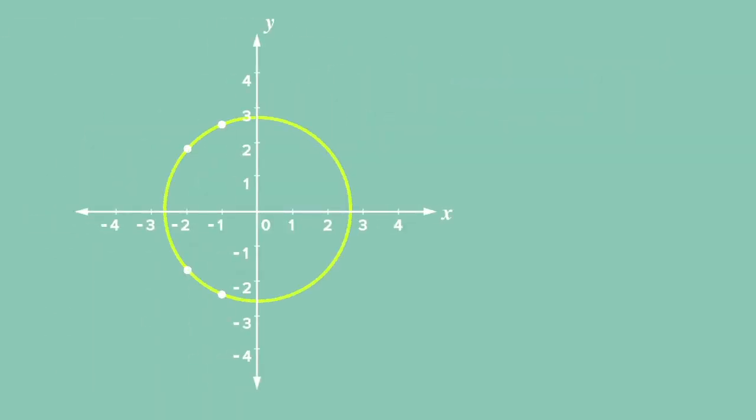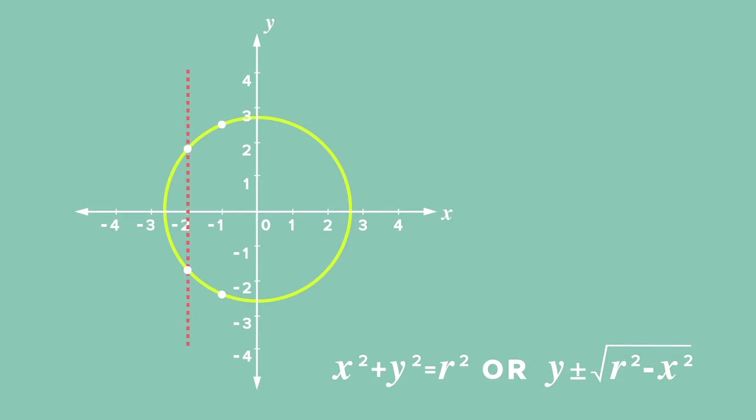Here is a graph that is not a function. The graph of a circle with the equation x squared plus y squared equals r squared. We know it is not a function because it does not pass the vertical line test. There are many points where the x value has two corresponding y values.